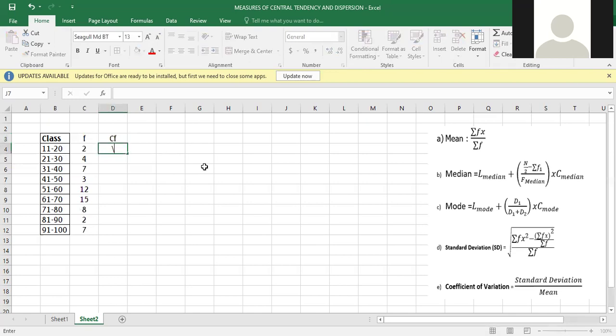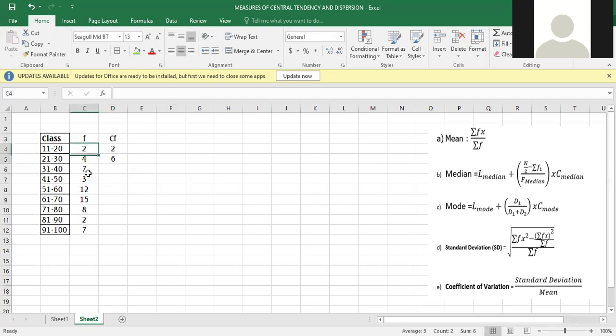So your cumulative frequency is cumulative. For the first class, the cumulative is 2. For the second class, your cumulative frequency will be 4 plus 2, which will give us 6, the addition of these two. When you get to the third one, it is the addition of these three.